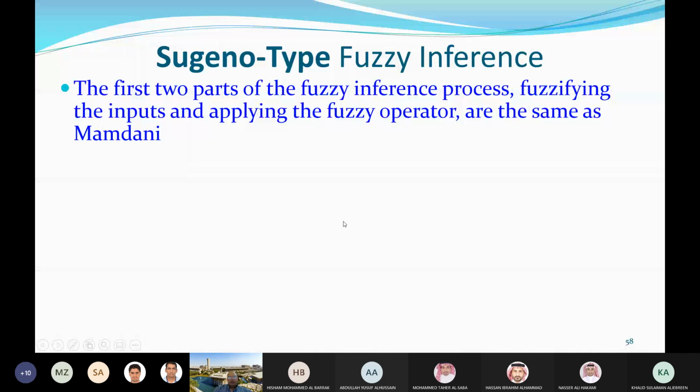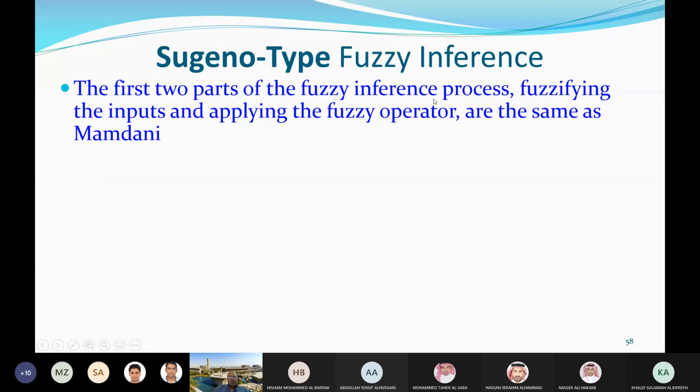In Sugeno, we don't need the defuzzification, because the output is a numerical value. The output is not a fuzzy variable that has linguistic values, but numerical values. And the antecedent satisfaction will be the weights, as we clarified in the example when we asked about the 30% tip or 20% tip or another rule.